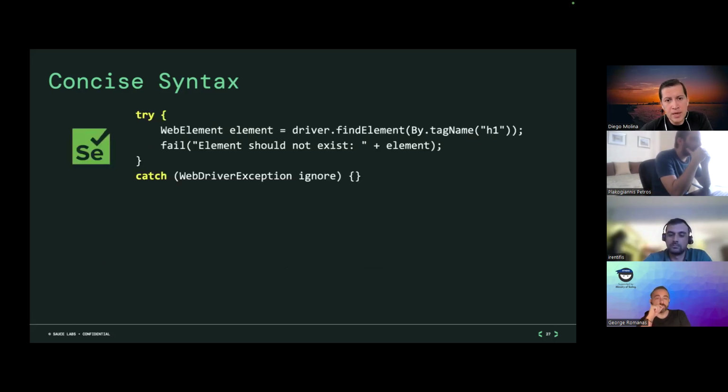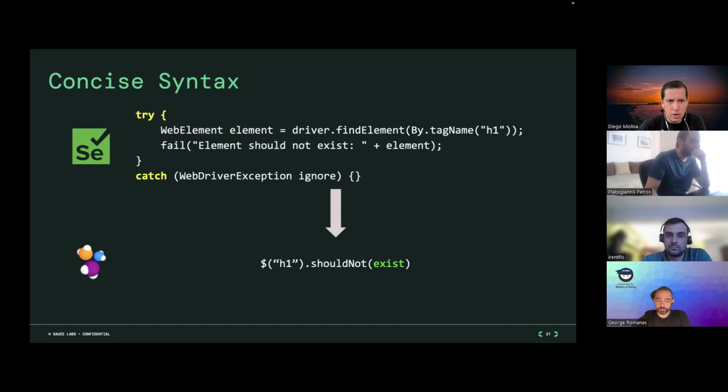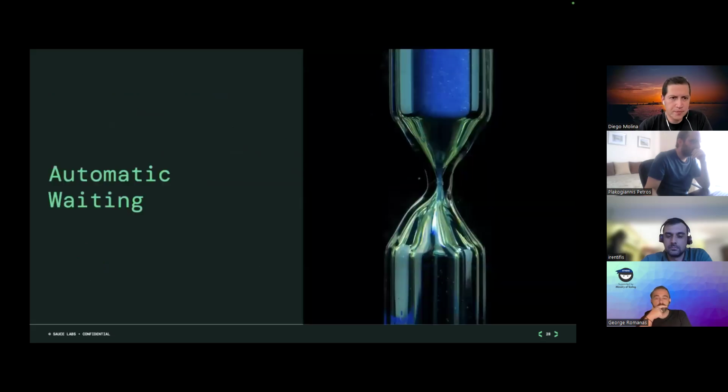Then, yeah, you have something like this. Can you guess what this code is trying to do? If you just read it, it will take a few seconds to understand that you're finding an element, and if you find the element, this means that it's wrong. So the element should not exist. What I'm trying to do here is to say that the element should not exist. So all this boilerplate code just goes away, and Selenide helps you to have something much more understandable.